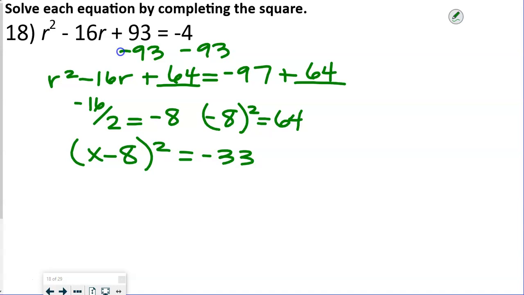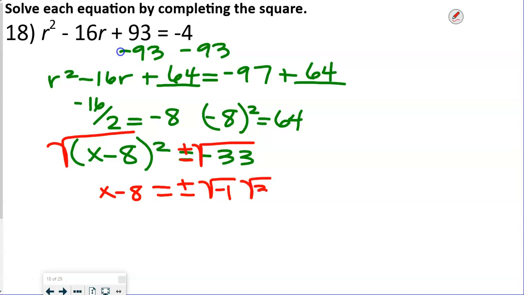Was jumping ahead. So now we're going to take the square root of both sides again, because we've got to get that x by itself. So we got plus or minus over here, the square root of negative 33. So this is going to be x minus 8 is equal to plus or minus, I'm going to go ahead and factor this, negative 1 square root of 33. We all know that the square root of negative 1 is i. So this is going to be x is equal to what? Add 8 to both sides. So we got 8 plus or minus i square root of 33. Two answers because of the plus and minus.